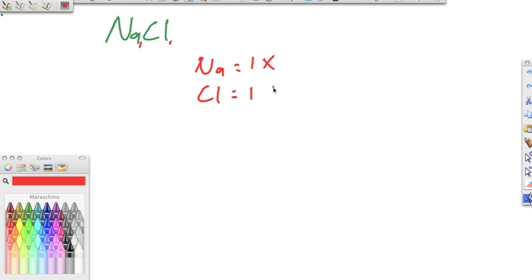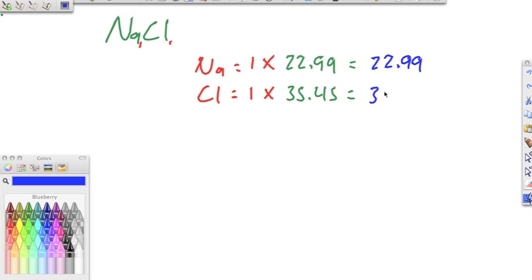We go ahead and multiply that, and remember we're going to multiply by the atomic masses on the periodic table. So we're going to multiply that by 22.99 for sodium and 35.45 for chlorine. Obviously you multiply those out and we get the same numbers, 22.99 and 35.45. Now we're going to add those up to give us a total of 58.44.